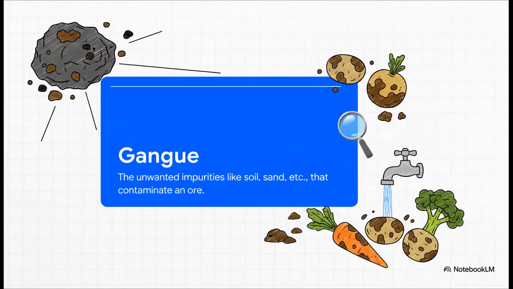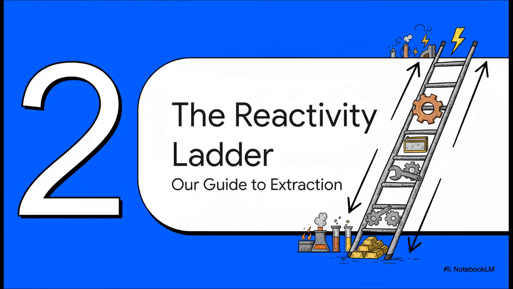Now, when we dig an ore out of the ground, it's not perfectly clean. Of course not. It's going to be mixed with all sorts of unwanted stuff, like sand, soil, and little bits of rock. All of this unwanted material has a special name. We call it gangue. It's just like when you get vegetables from the market. You have to wash off all the mud and dirt before you can cook them, right? That mud and dirt, that's like the gangue.